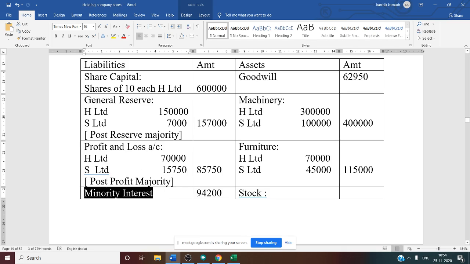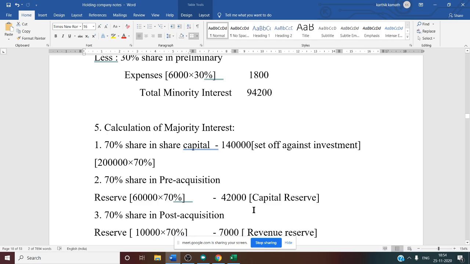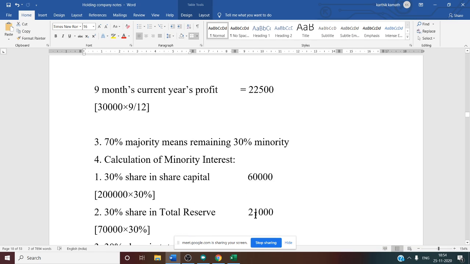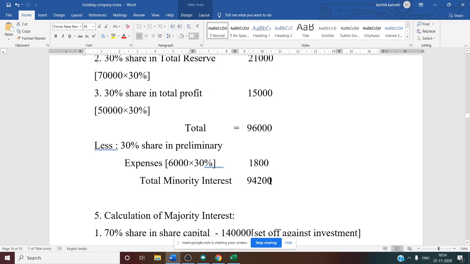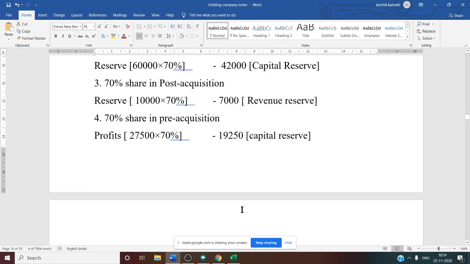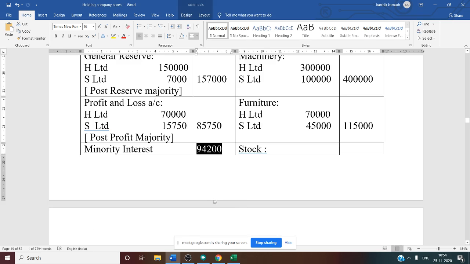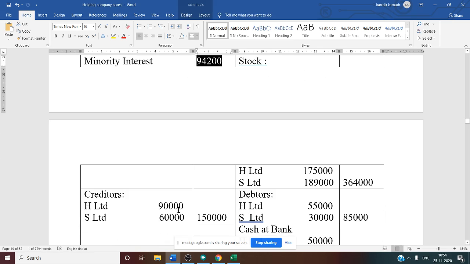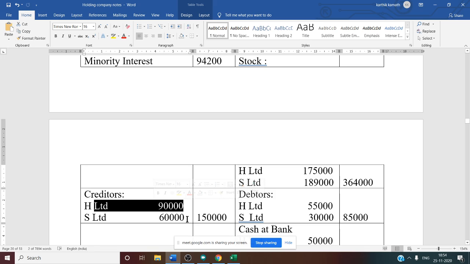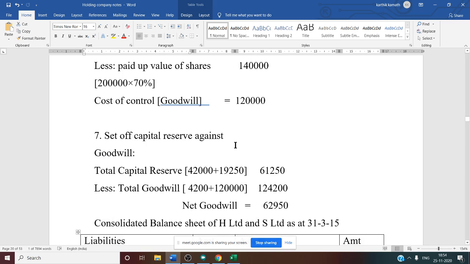Then there is minority interest. For minority interest, you have to see the working note of calculation of minority interest, working note number 4, total. This total 94,200 you have to show separately on the liability side. Okay. After this there is creditors. Now if you see the creditors, H Limited creditors is 90 and S Limited creditors is 60. There is no other information.